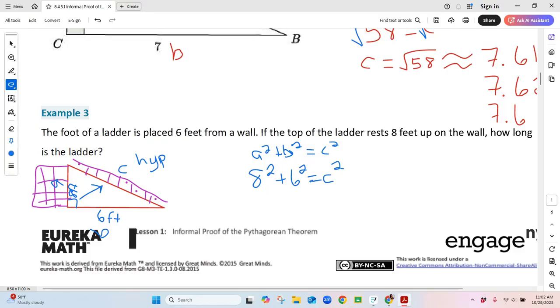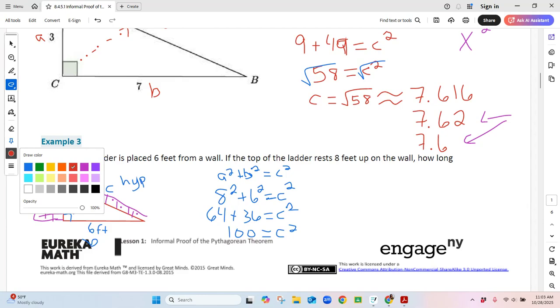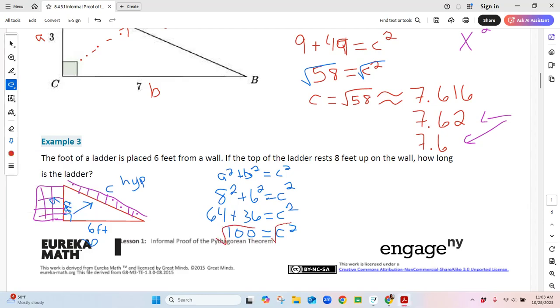Remember to pause, go back, rewind, whatever you have to do to make sure that you get all the notes. 8 squared is 64. 6 squared is 36. I'm going to add those. 64 plus 36 is 100. This looks very similar to the first one. And then we're going to follow the same pattern. We are going to undo the squared for C by taking the square root. And we get that C equals 10. But this has a label, so 10 feet. We're going to box our answer for 10.